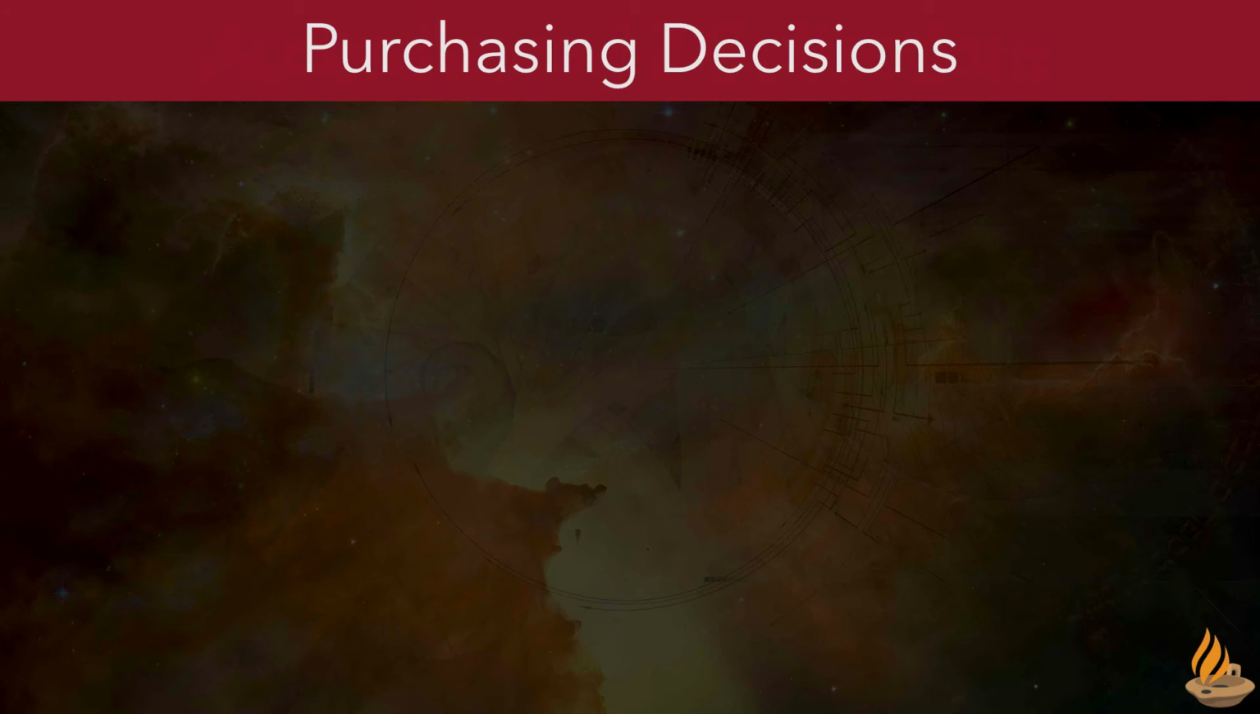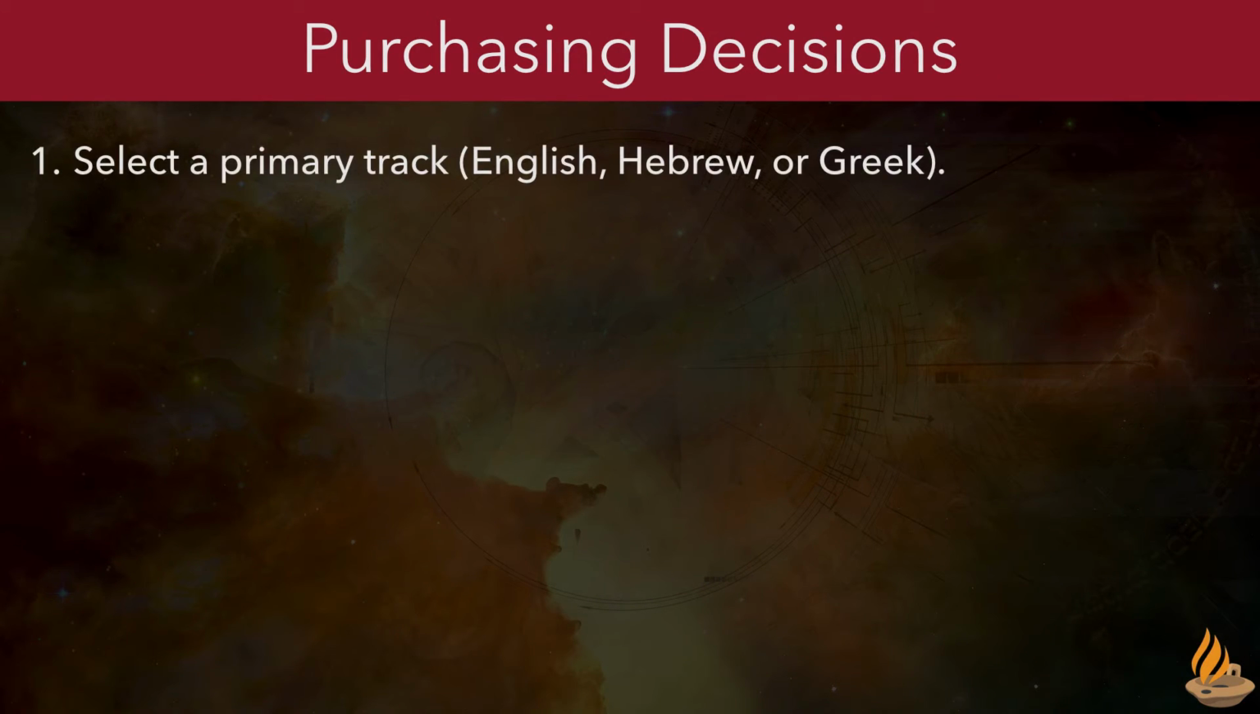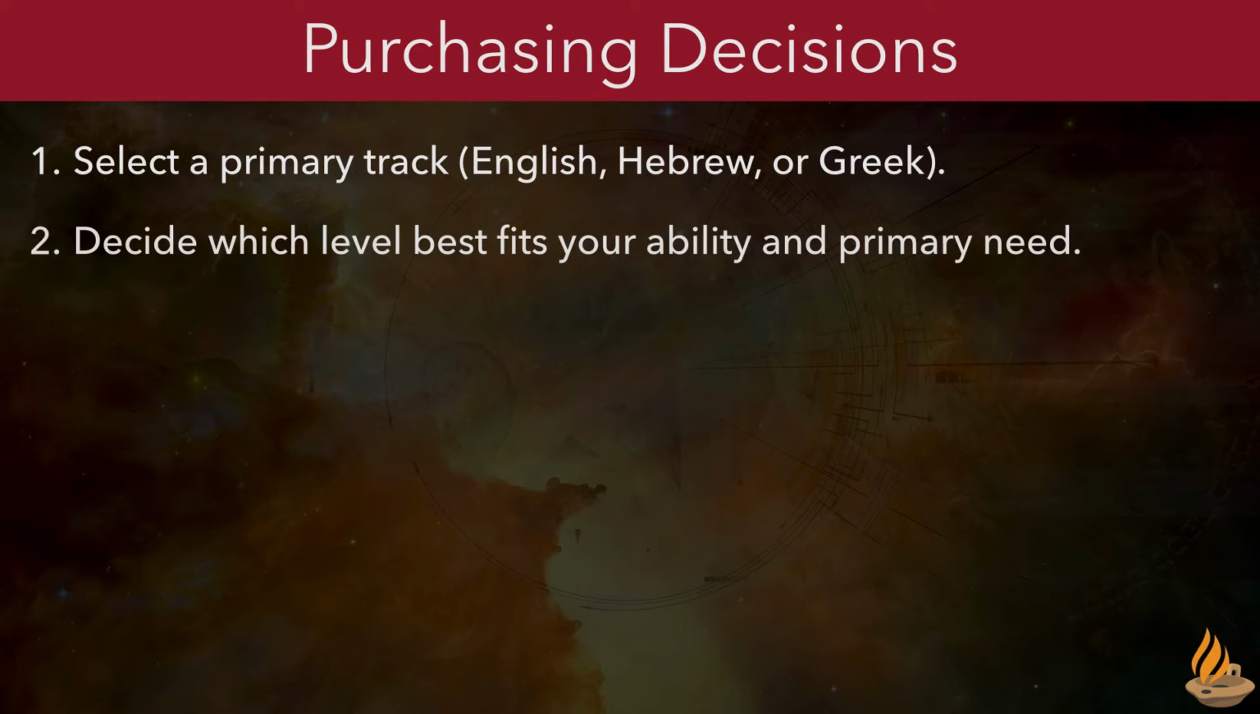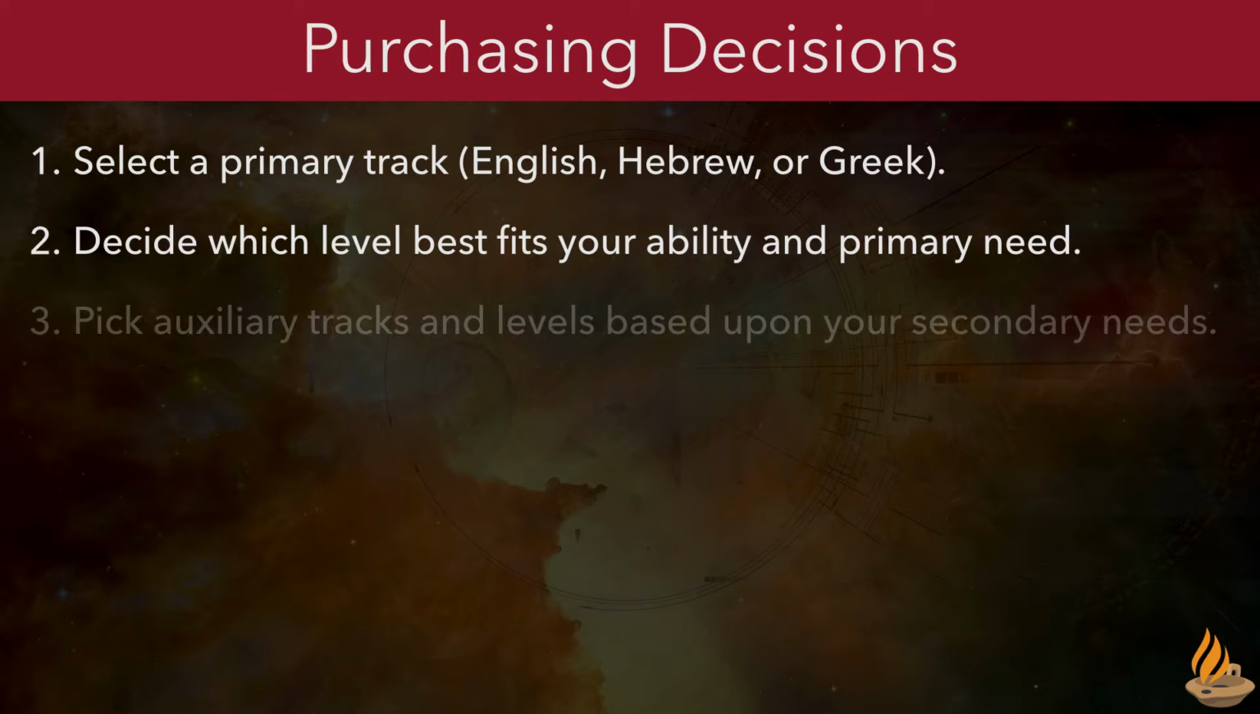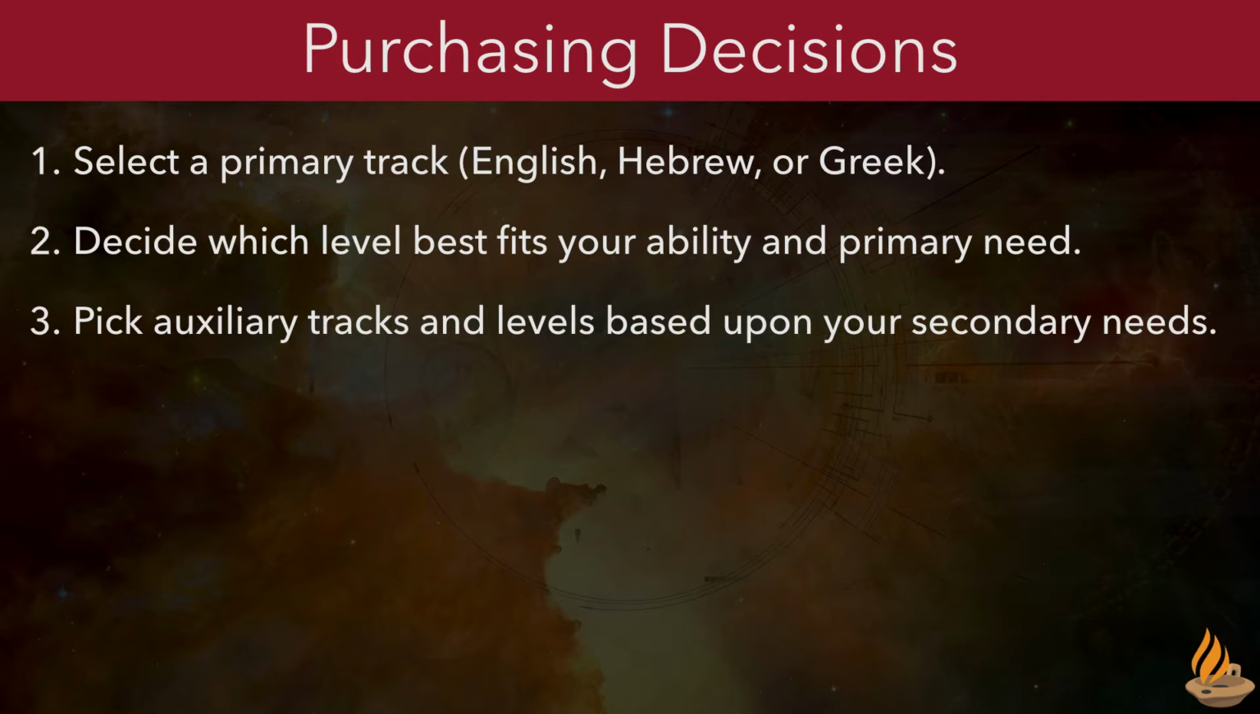How do we make purchasing decisions? By following 4 simple steps. Select a primary track, English, Hebrew, or Greek. Decide which level best fits your ability and primary need. Pick auxiliary tracks and levels based upon your secondary needs, and supplement with add-ons.